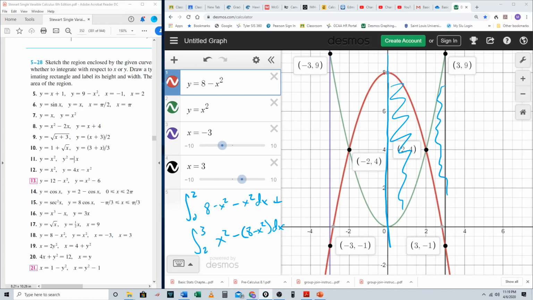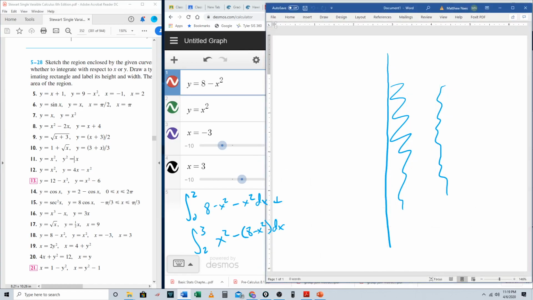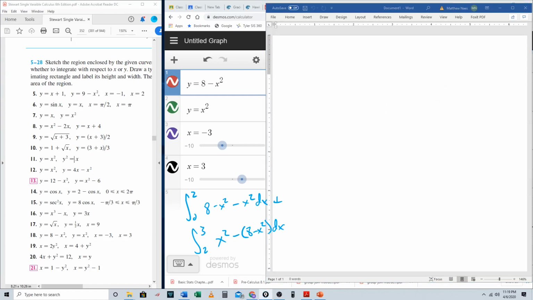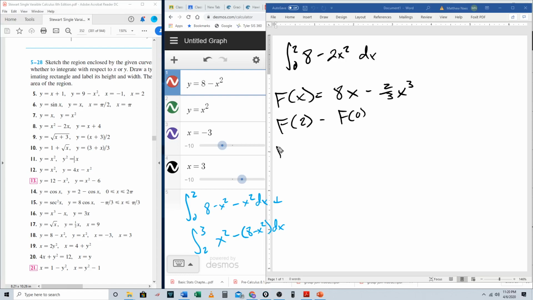Well, let me go ahead and close this, I need room to write. I already know what the graph looks like. Let's do the integration. So, the integral from 0 to 2, since I'm going to simplify this, of 8 minus 2x squared. So the antiderivative is 8x minus 2/3 x cubed. F of 2 minus f of 0, where f of 2 is 16 minus 16/3, and f of 0 is equal to 0. So this becomes 32 over 3.